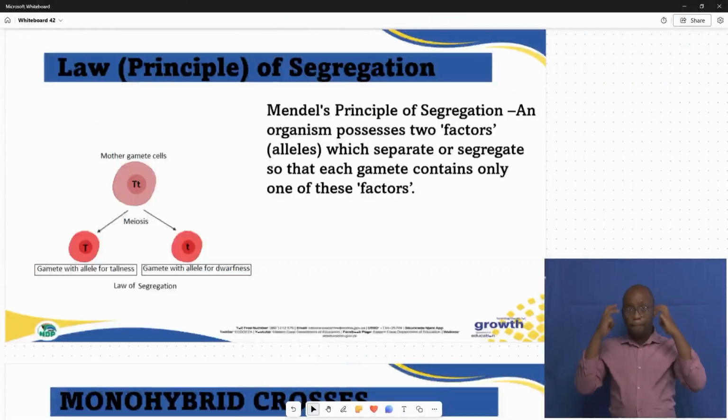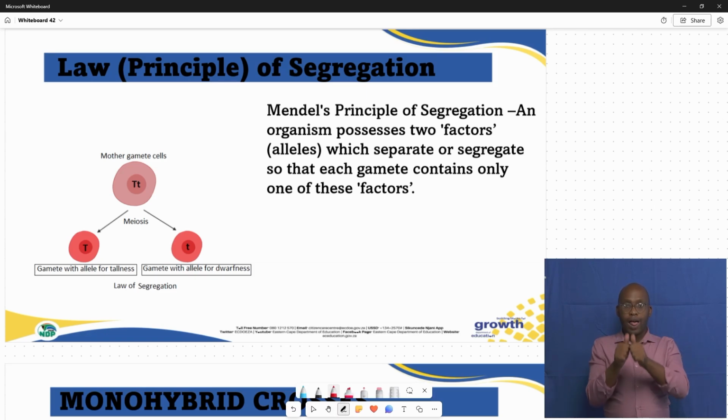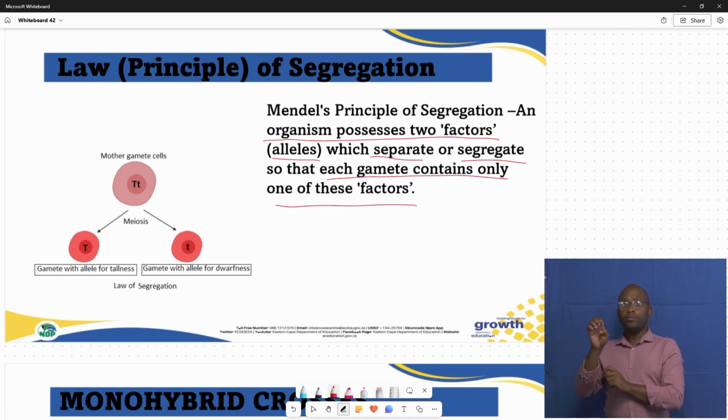Now, moving on. Let us look at another one of Mendel's laws. Now we have the law, or the principle, of segregation. What does the principle of segregation say? The principle of segregation says that an organism possesses two factors that are now known as alleles. These factors separate, or segregate, so that each gamete only contains one of these factors.